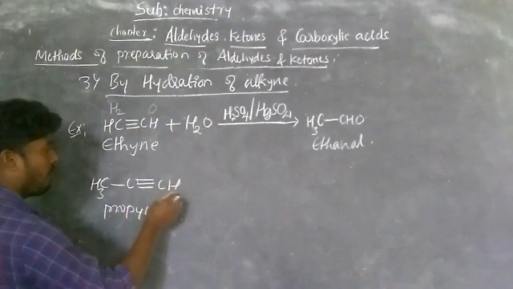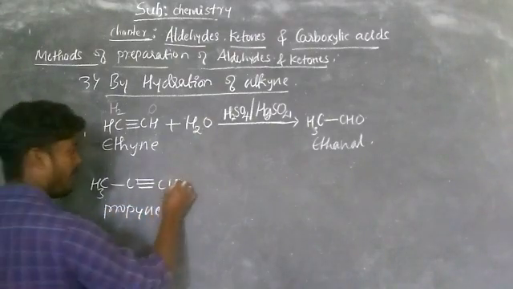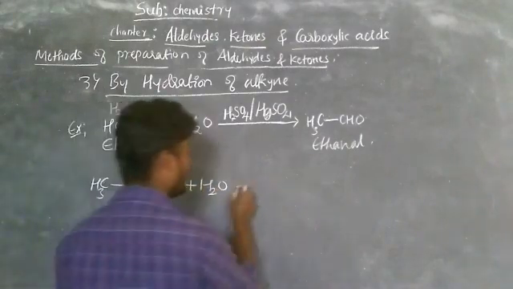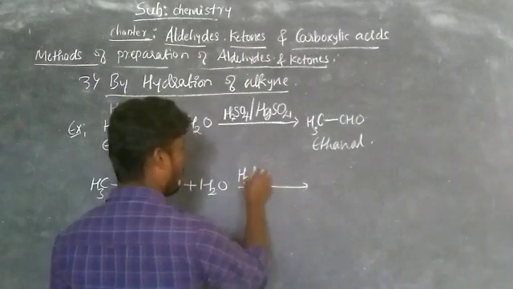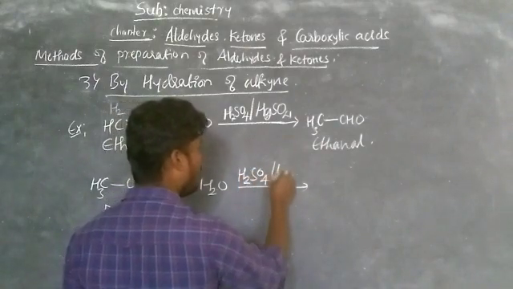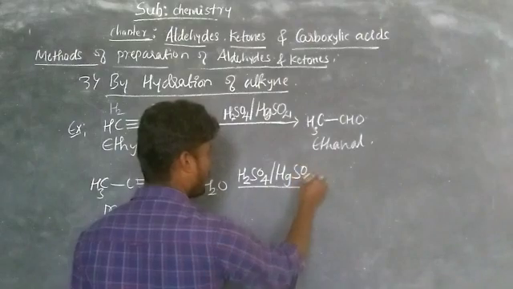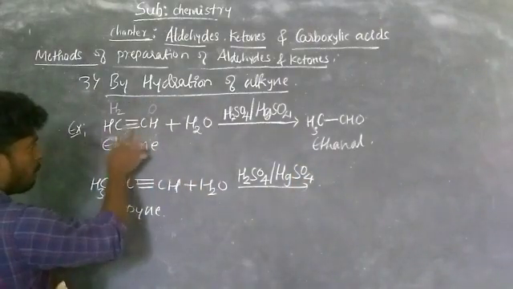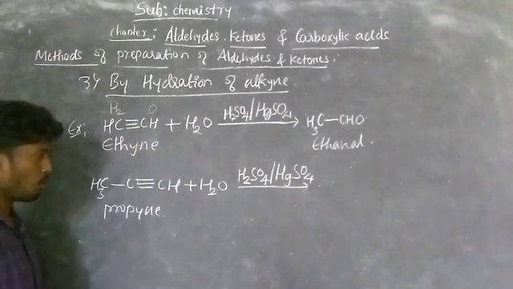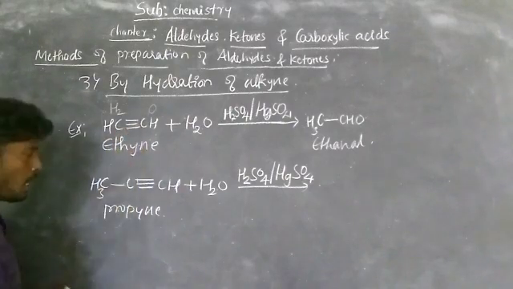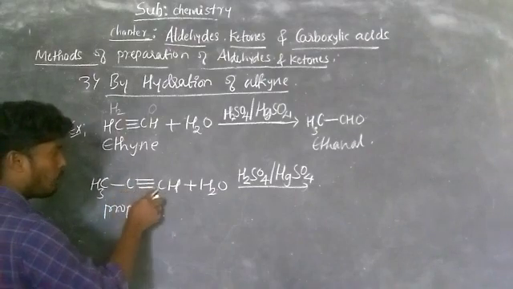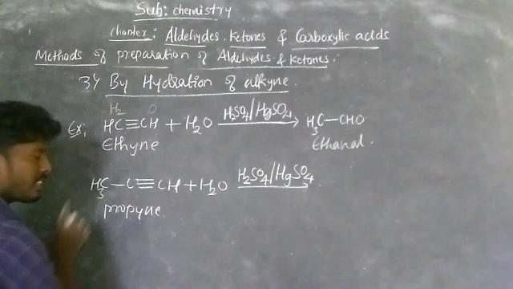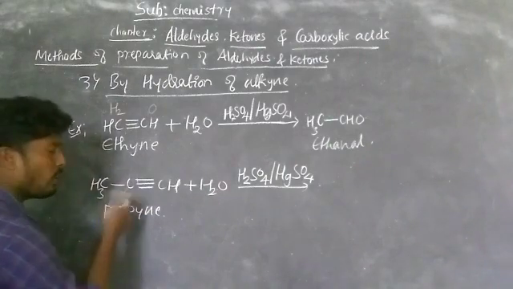Now observe the difference. This propyne undergoes hydration, treated with water in the presence of sulfuric acid and mercuric sulfate, HgSO4. Now see here, in this case both the groups are the same, that is CH groups on either side of the triple bond. But in this case, across the triple bond, one carbon has hydrogen and the other carbon has a CH3 group. For this one, no hydrogens.